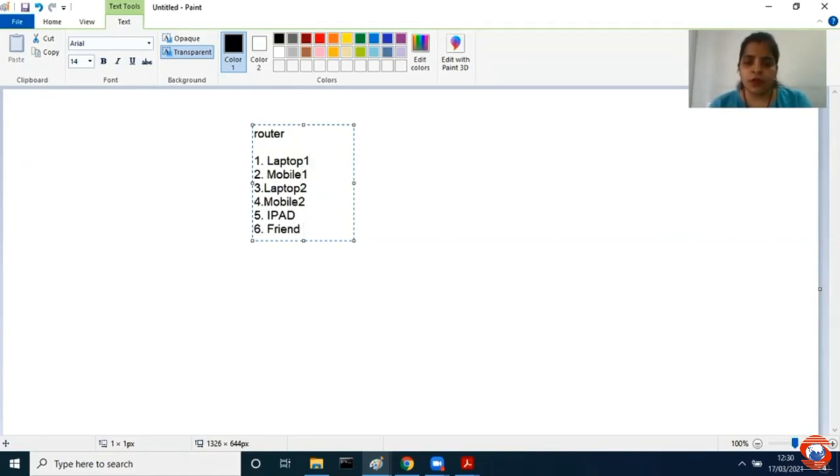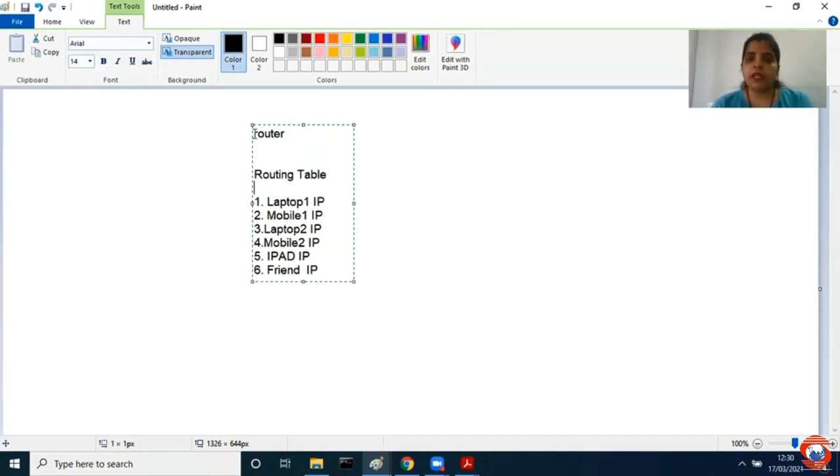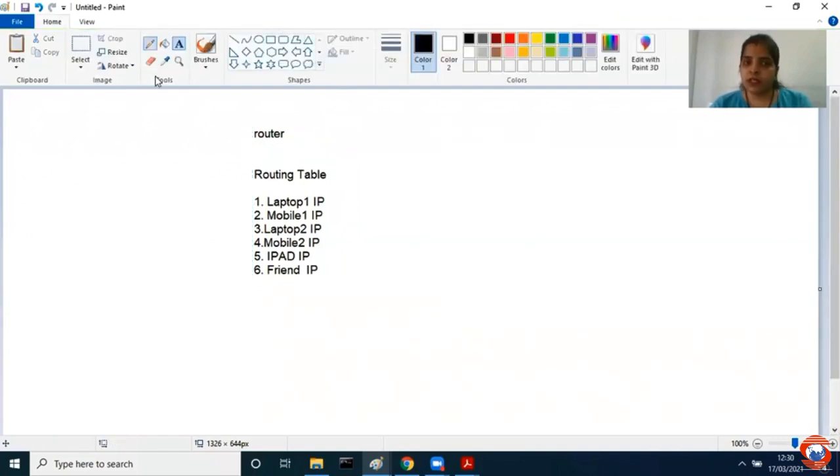So what does the router do? The router gives an IP address to the devices, and this is maintained inside a routing table. That's the reason whenever you connect your device to the router, you do not have to give the password and connectivity details every time, because it is already maintained in the routing table of your router. Your router knows that this is a laptop, this is a mobile, and so on.